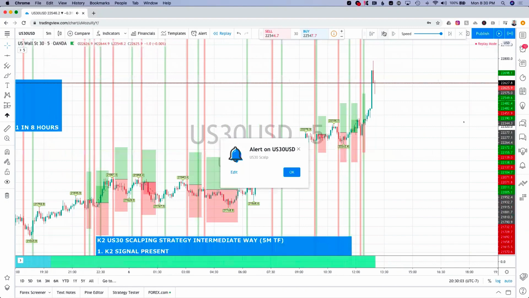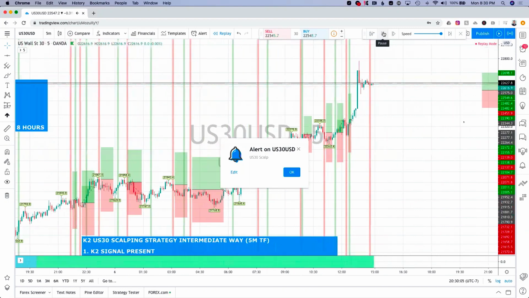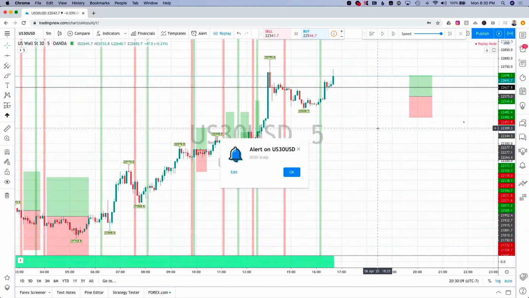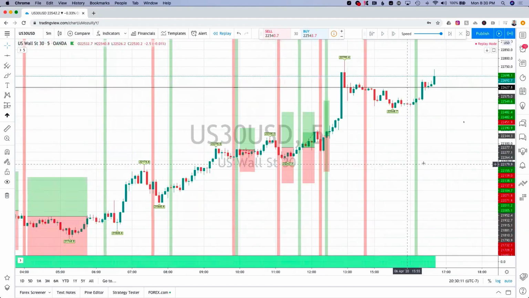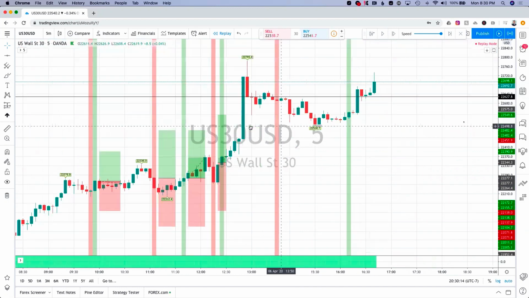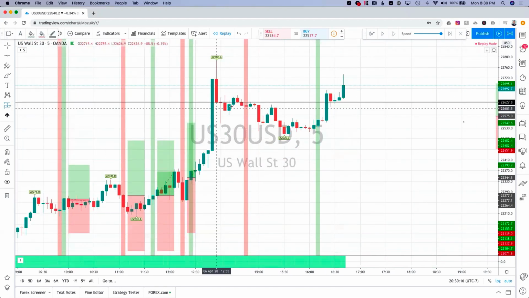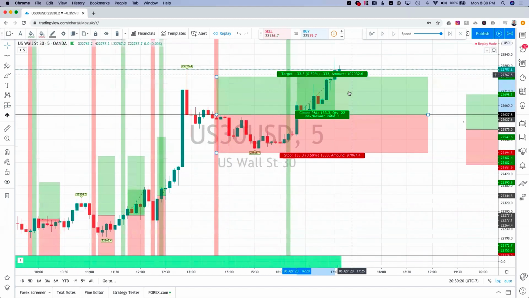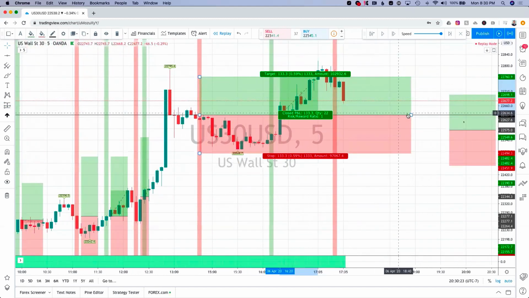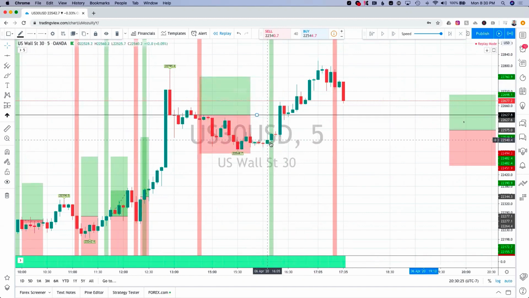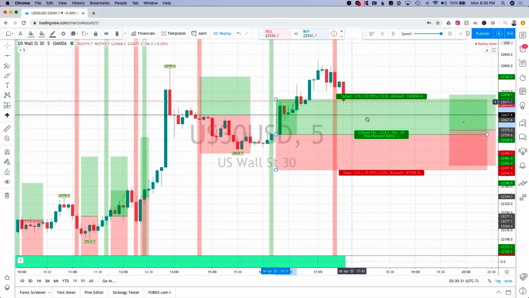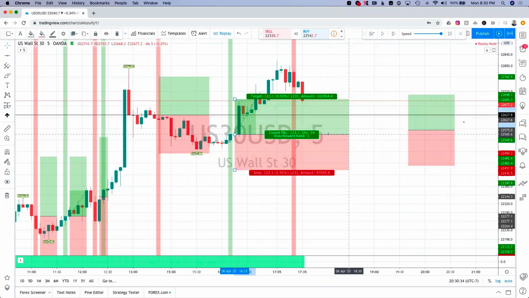I don't know if there's any more entries here. I think there was a couple. Yeah, so right here, another entry. You could have entered a pullback right here, and it would have triggered over here. Would have hit profit target again for another 1,300 pips. If you enter the valid entry right here, where they're both green, long position, you'd have made another 1,200 pips there.